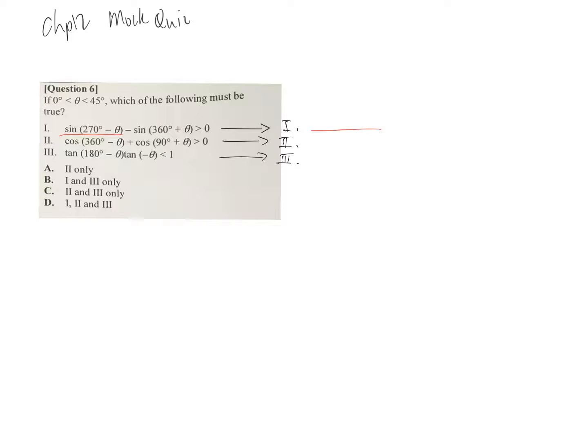The first equation is 270 minus theta. 270 minus is the quadrant where sine is negative, and because it is 270, you need to change to cosine. Then you get 360 plus, which turns one full circle, so nothing changes, whether the sign is positive or negative, and sine, cosine, tangent also do not change. So statement 1 stays like this.